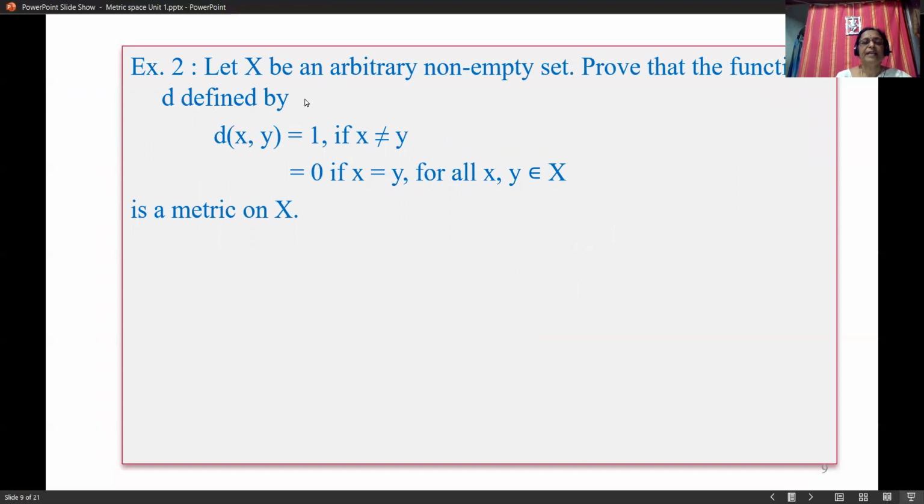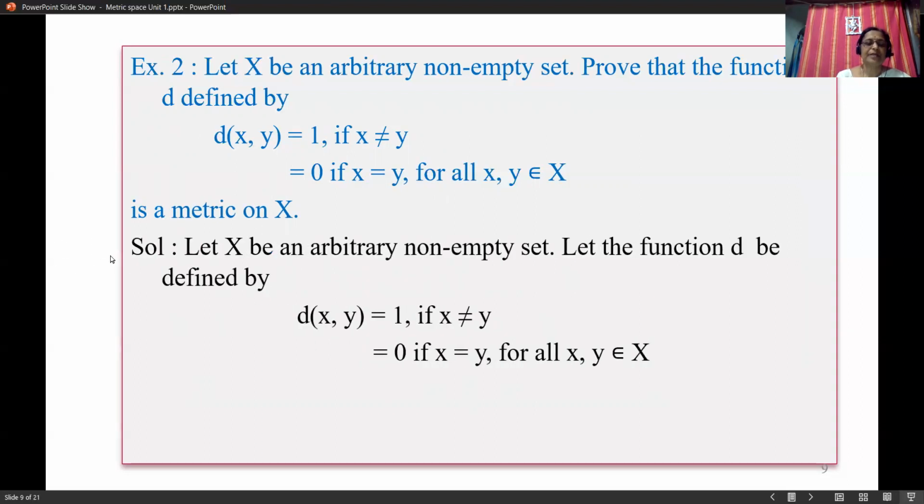Example number 2, let X be an arbitrary non-empty set. Prove that the function d defined by d of xy is equal to 1 if x is not equal to y, d of xy is equal to 0 if x is equal to y, for all x, y belonging to X. And now we have to prove that this d is a metric on X. So take the solution. Let X be an arbitrary non-empty set and d be the function defined by d of xy is equal to 1 if x is different from y, and it is equal to 0 if x and y are same.